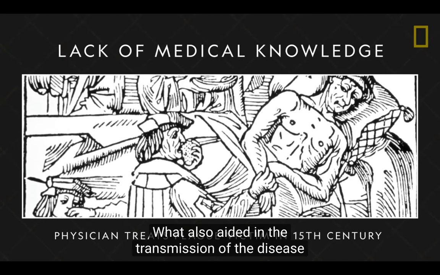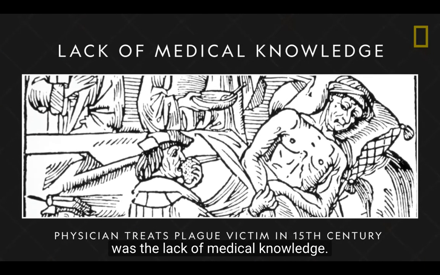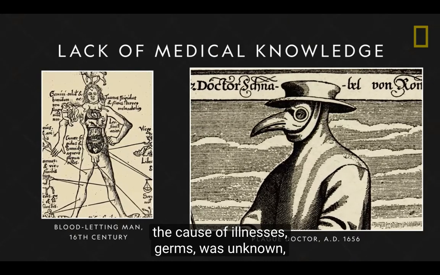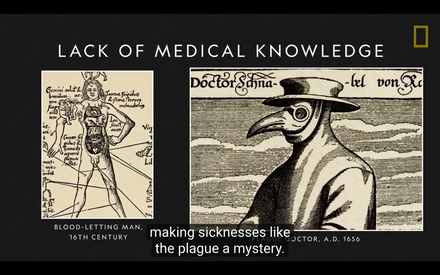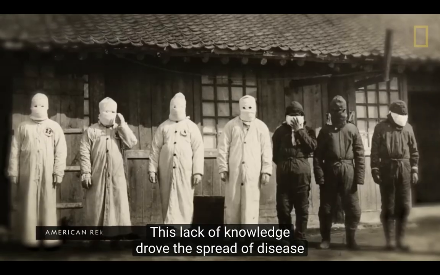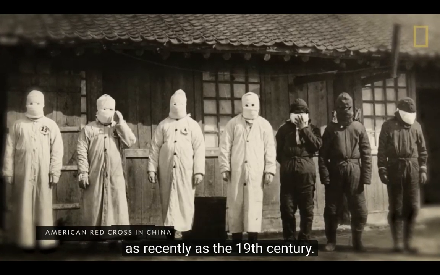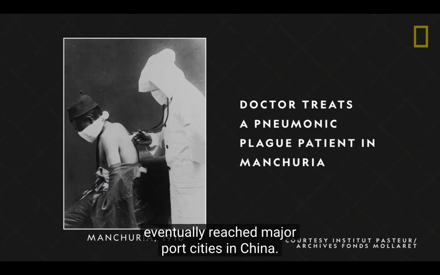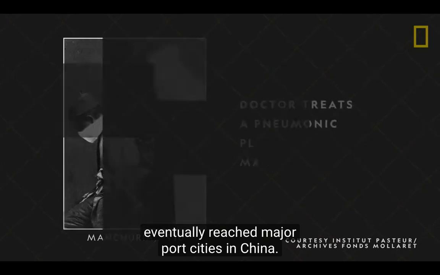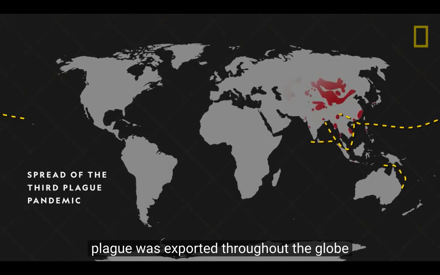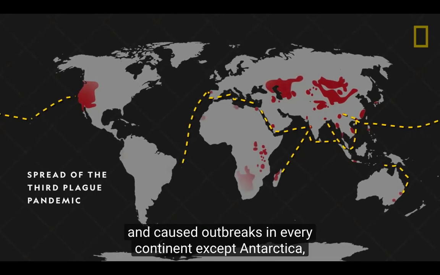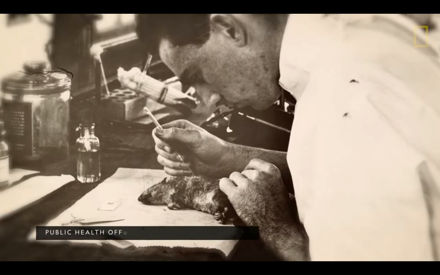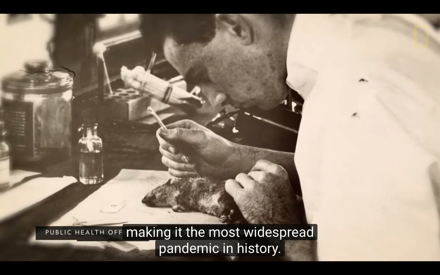What also aided in the transmission of the disease was the lack of medical knowledge. For most of human history, the cause of illnesses, germs, was unknown, making sicknesses like the plague a mystery. This lack of knowledge drove the spread of disease as recently as the 19th century. Outbreaks in northwest India eventually reached major port cities in China. In just over a century, plague was exported throughout the globe and caused outbreaks in every continent except Antarctica, making it the most widespread pandemic in history.